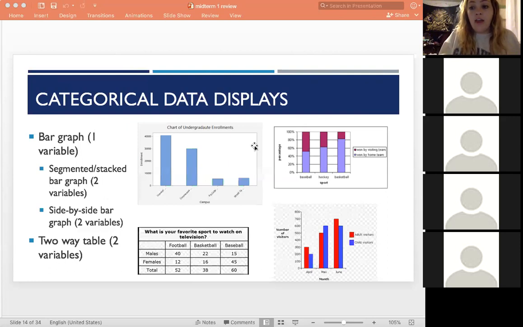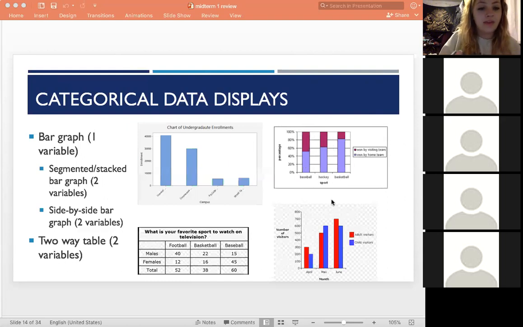touch or anything. And then the other two bar graphs on here are the same idea, but with two different categories. So for this stacked one over here, it's going to be won by visiting team or home team, and they stacked them up.